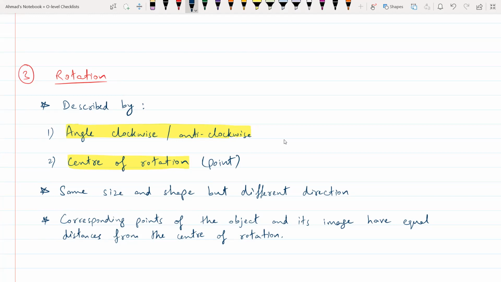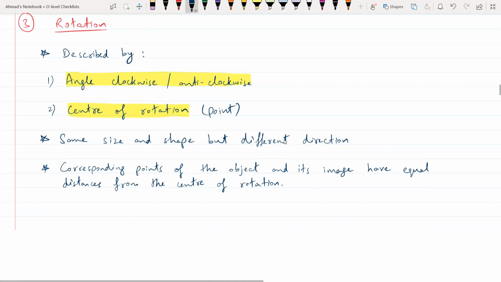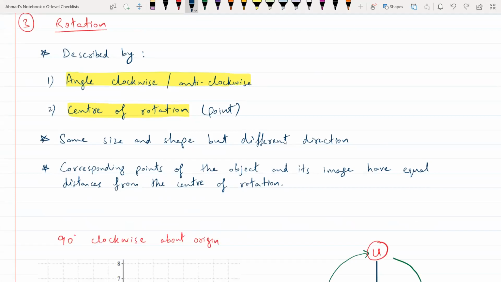What do you do for that? You join the corresponding points of the object and the image. अगर वो parallel lines नहीं आती, that means it's a center of rotation. Okay? अब यहाँ पे आप जब देखोगे तो जो corresponding points, जो distances होते हैं center of rotation से, वो भी equal होते हैं. So that's also something that you should keep in mind.